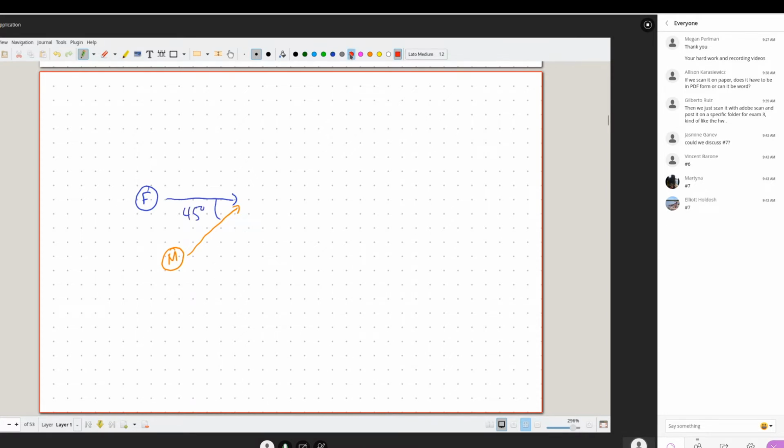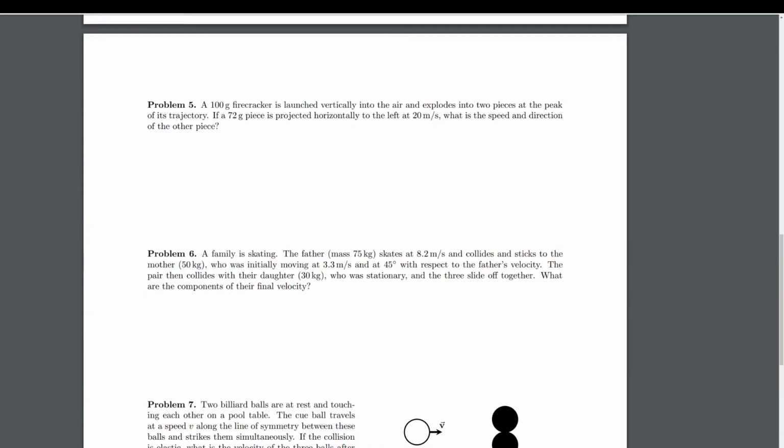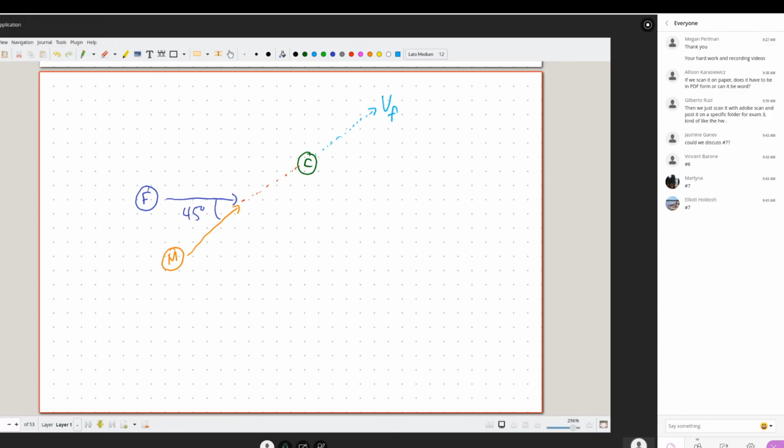And the two of them collide. They go off in some direction. And then they scoot into their child, who is stationary here. And then after that collision, all of them head off in some final velocity. So the question asks you essentially to find the final velocity of all of them after they're done colliding. So this is just conservation of momentum.